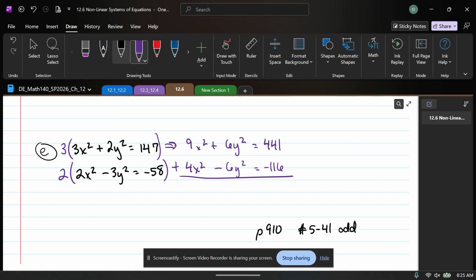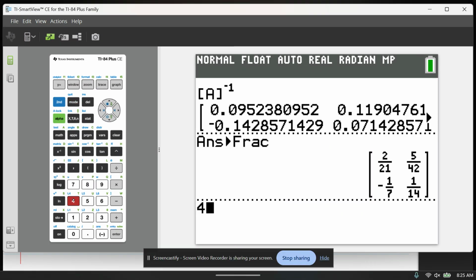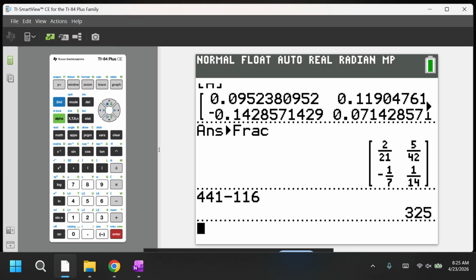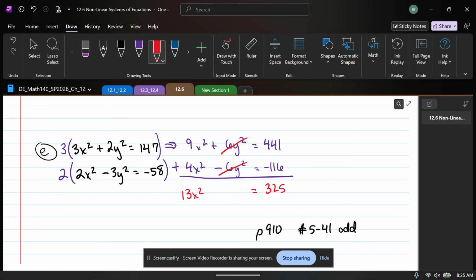Now, when I add those two equations together, the y squareds are going to eliminate one another. And these two, they're like terms because they're the same x squareds. So that's 13x squared. And then whatever 441 minus 116 is. 325. Ooh, that's going to be nice. Okay. And now, how do I solve 13x squared equals 325?